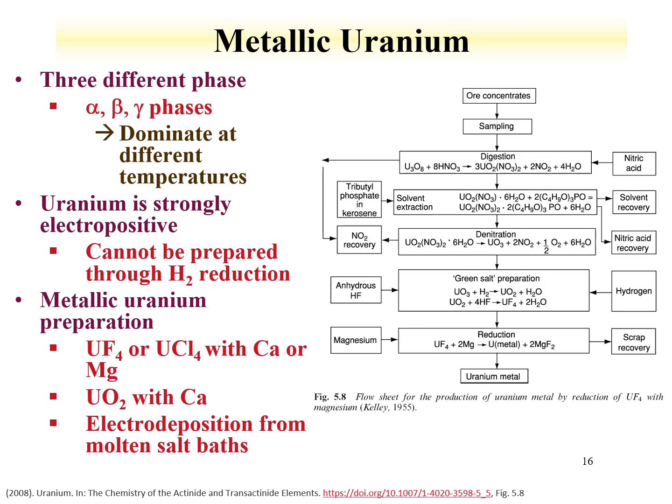Metallic uranium is also a potential nuclear fuel. And as we'll see with some of the other actinides, the metal phases of the actinides can be very complex. Uranium has 3 phases, alpha, beta, gamma. They dominate at different temperatures. The uranium metal itself is strongly electropositive. That means that it cannot be prepared through reduction by hydrogen.